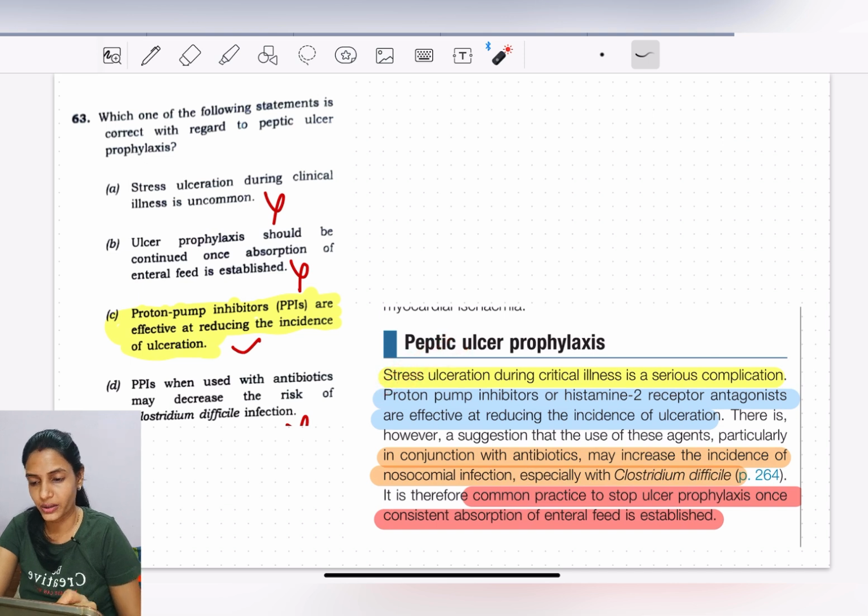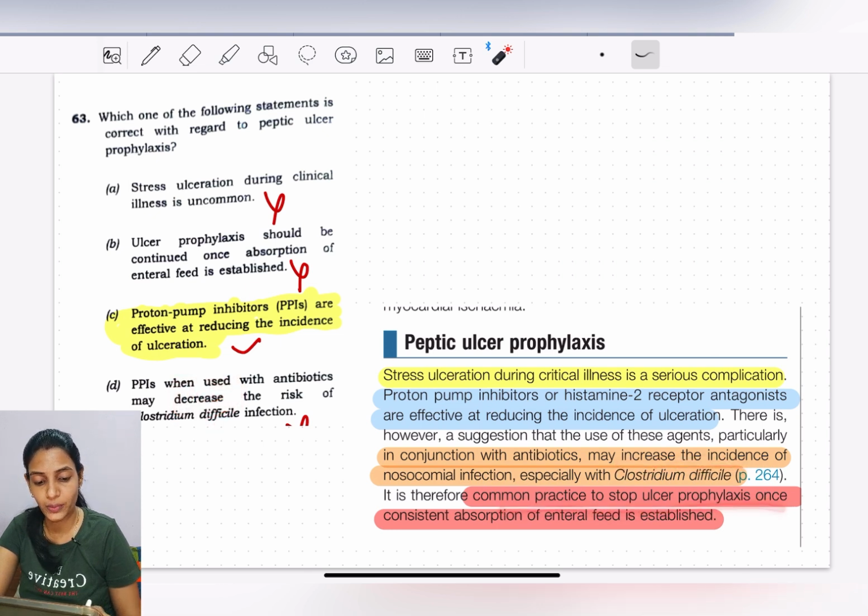No, it is very common in the case of peptic ulcer. Proton pump inhibitors are effective at reducing the incidence of ulceration, that's true. In conjunction with antibiotics, they may increase the incidence of nosocomial infection, especially with Clostridium difficile. They were saying that it decreases the risk, that's wrong, it actually increases the risk.